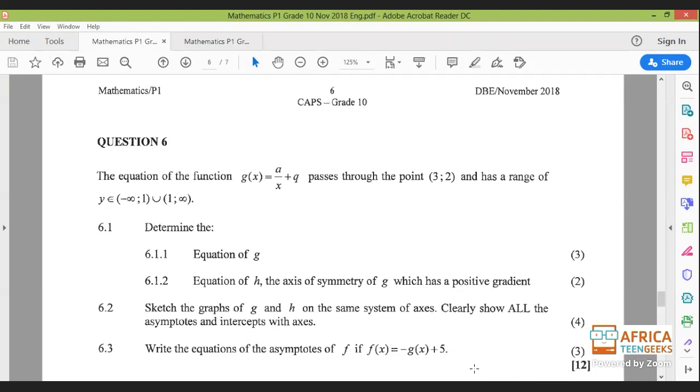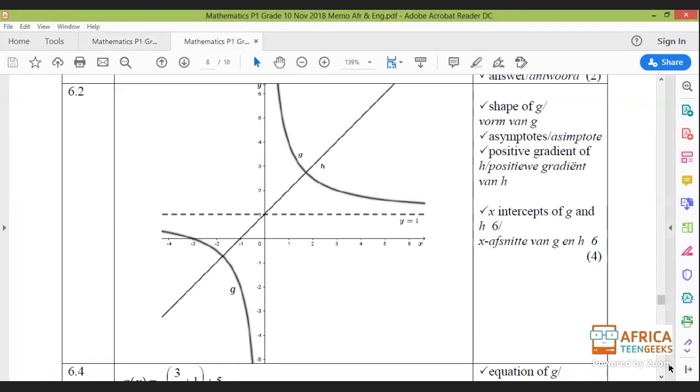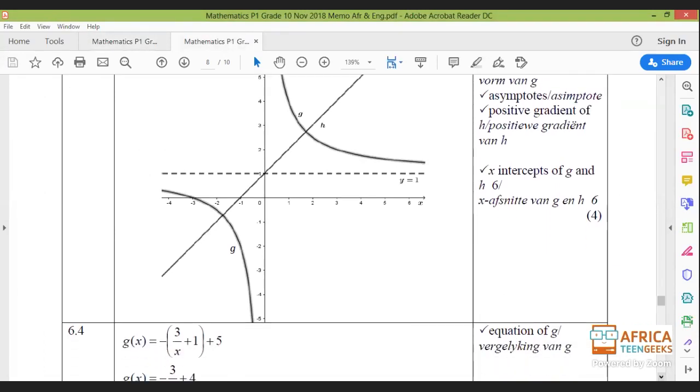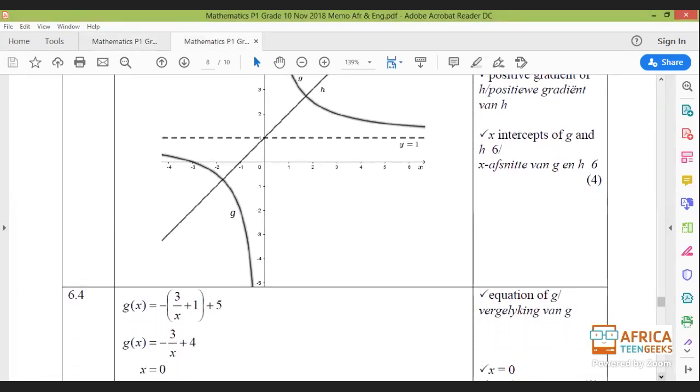So now the new equation of f of x will be negative 3 over x, right? 1 plus 5 is 6. So your asymptote will be y is equal to 6, basically, right? Let me just show you here. I mean 4, basically, not 6, sorry, but 4, because here the minus is outside.